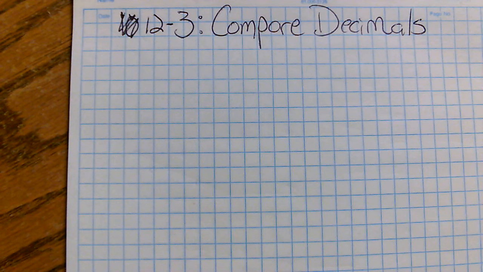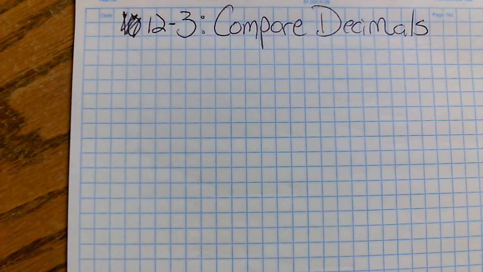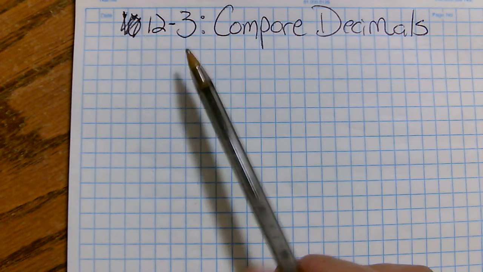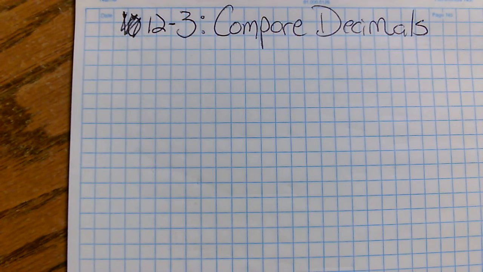Good morning, fourth grade. We are going to go ahead and get started on our next section of chapter 12, which is section 3. And today we're going to be talking about how to compare decimals. So before we actually get into decimals, I'm going to show you, as a quick reminder, how we compare numbers that do not have decimals.